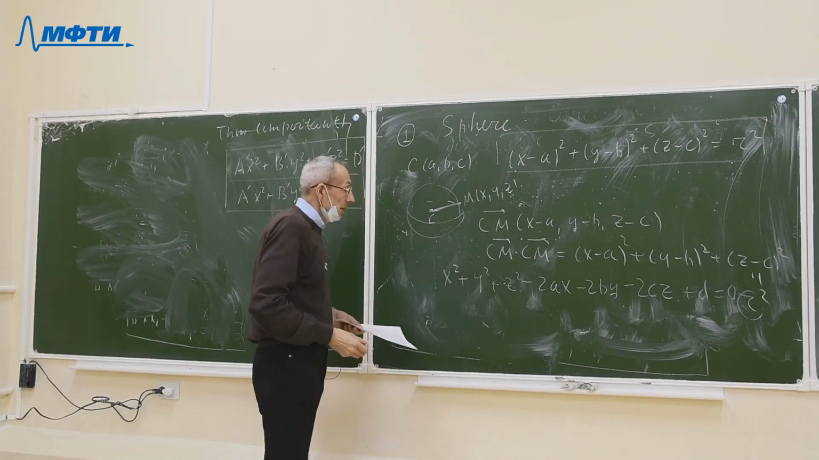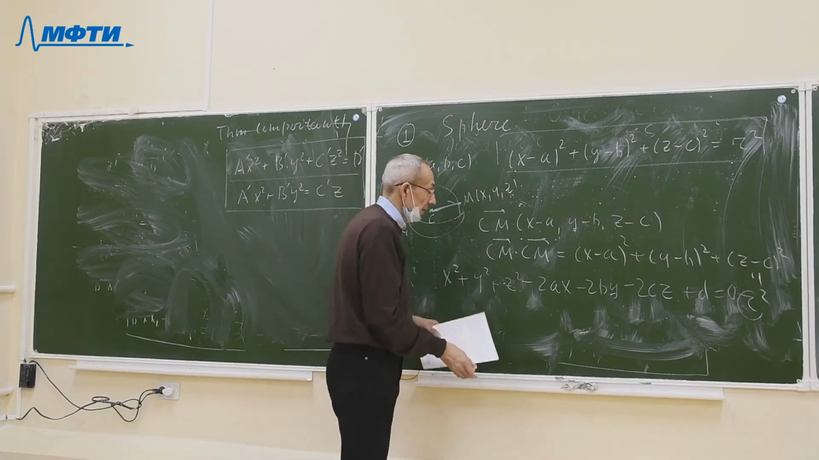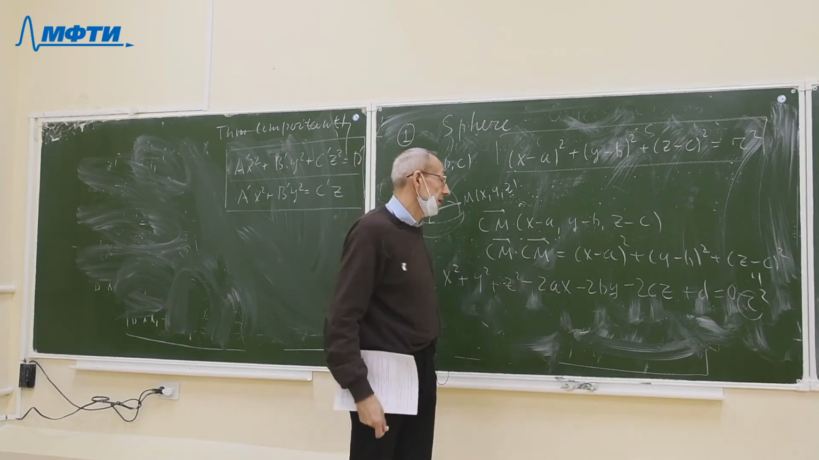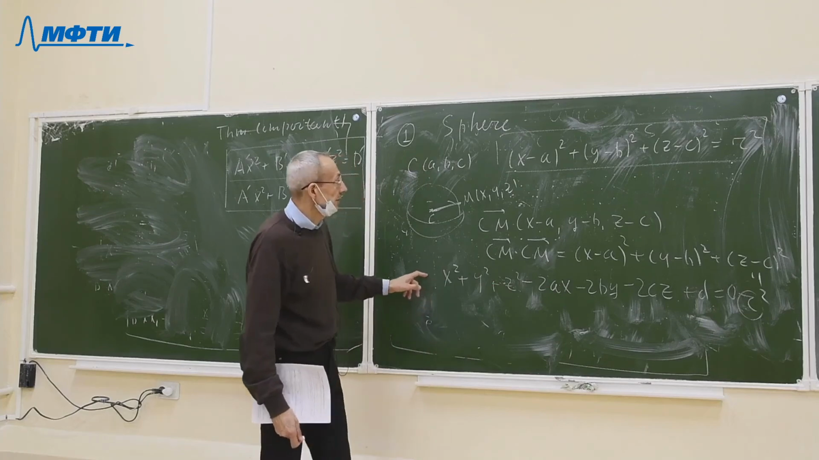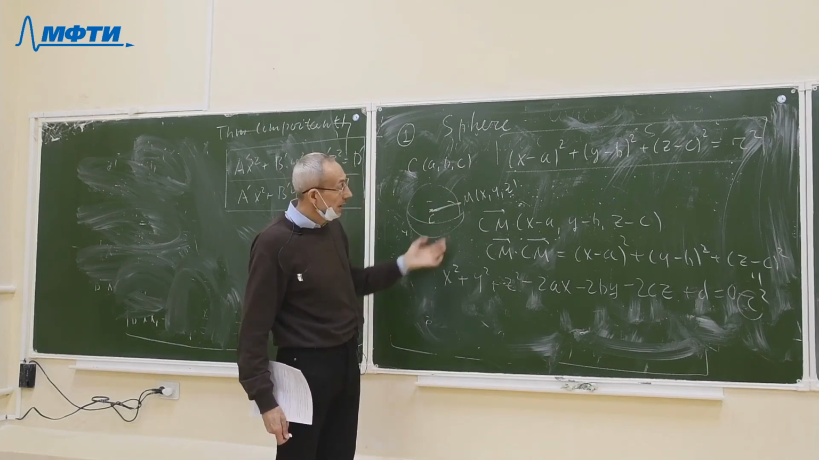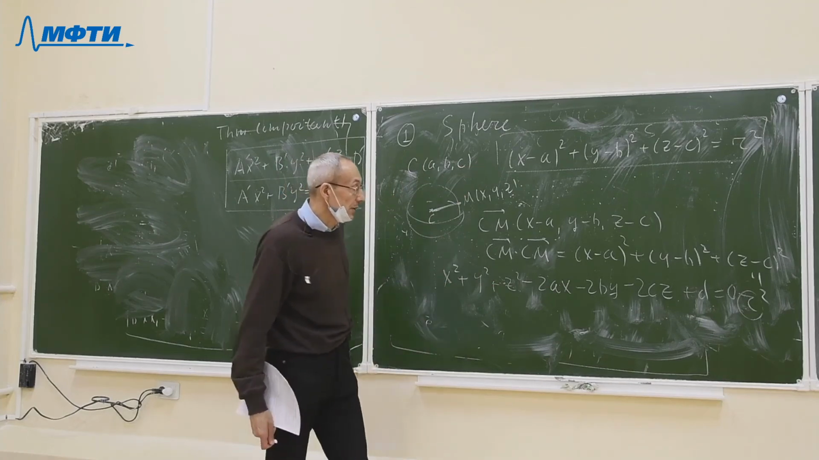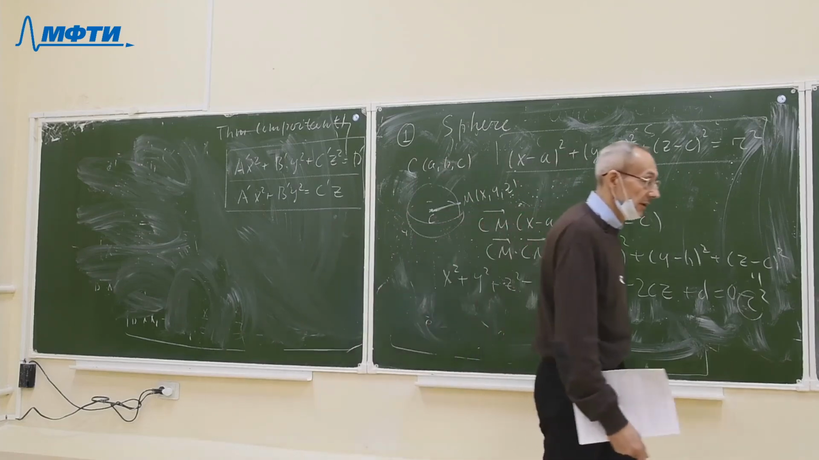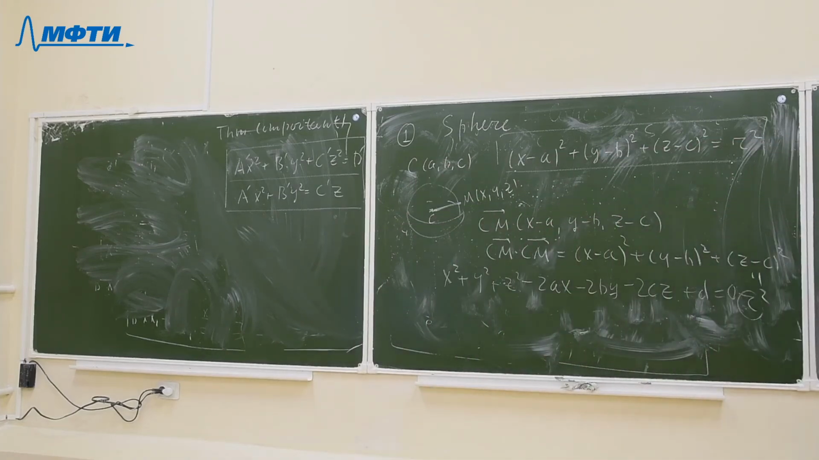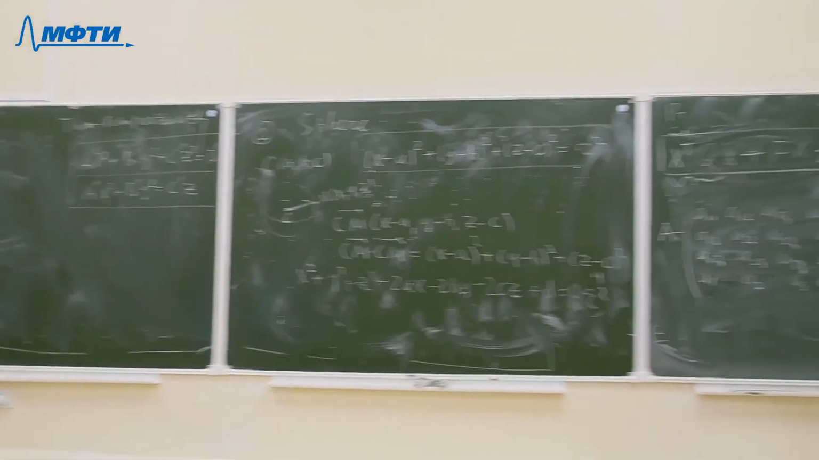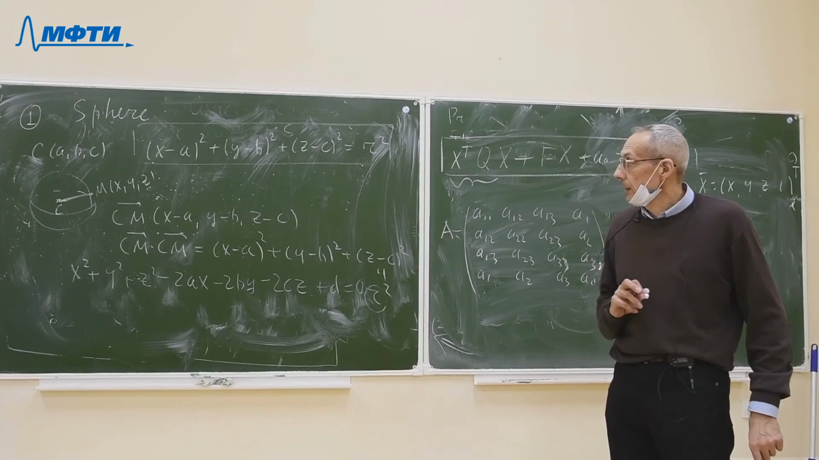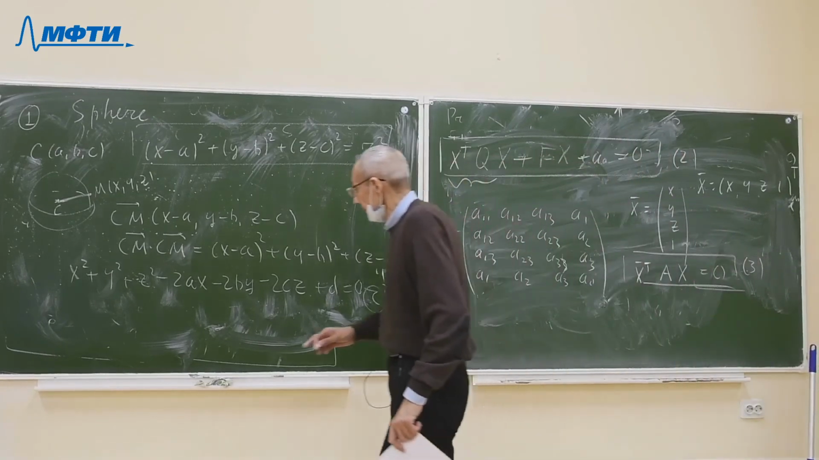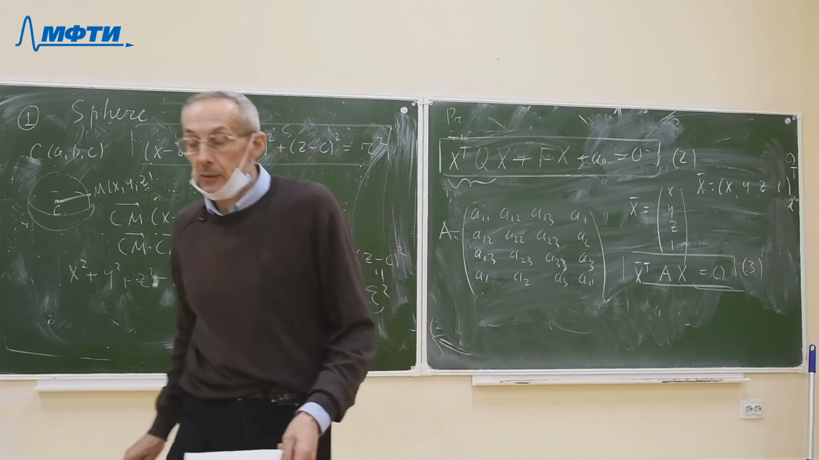And conversely, if we have the same equation in such a form, we can bring this equation to the following form. And this is the equation of the sphere in an arbitrary reference system. I don't have much time, but I would like to say some words about it.